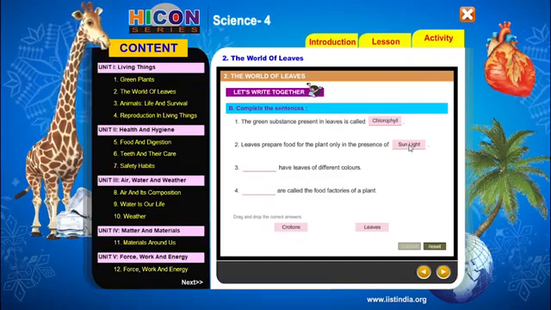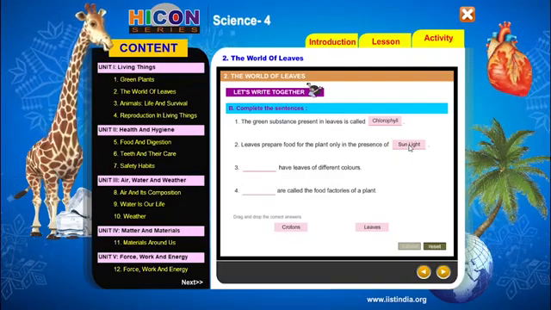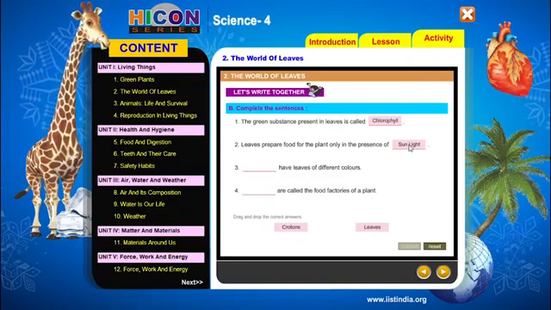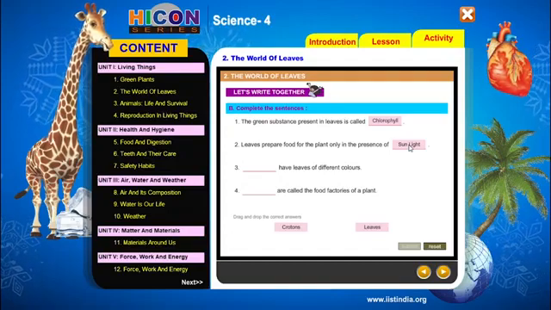Children, read the third sentence. Dash have leaves of different colors. So dash have leaves of different colors.